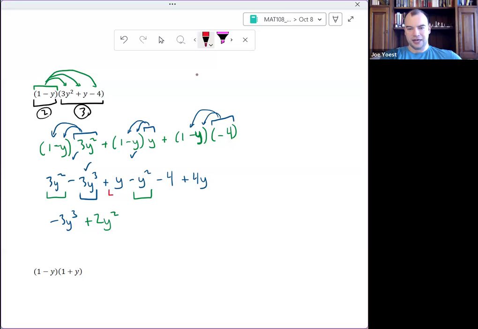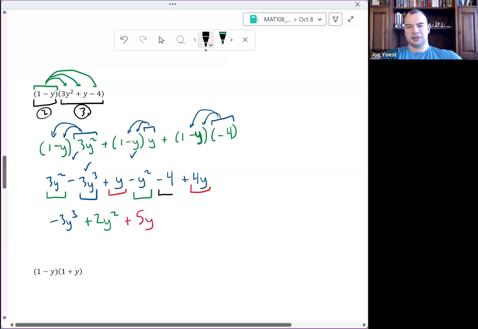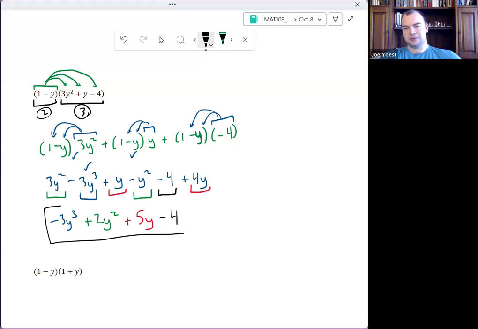Okay. I also have y to the first powers, or just y's. I have 2 of those. I have plus 1 of them and plus 4 of them. So that's plus 5y. And then lastly, I have one constant term, no other constant terms for it to combine with, just the -4.